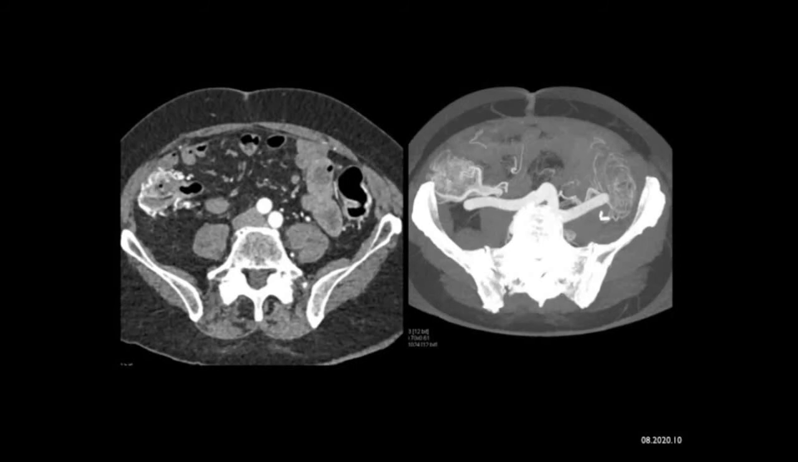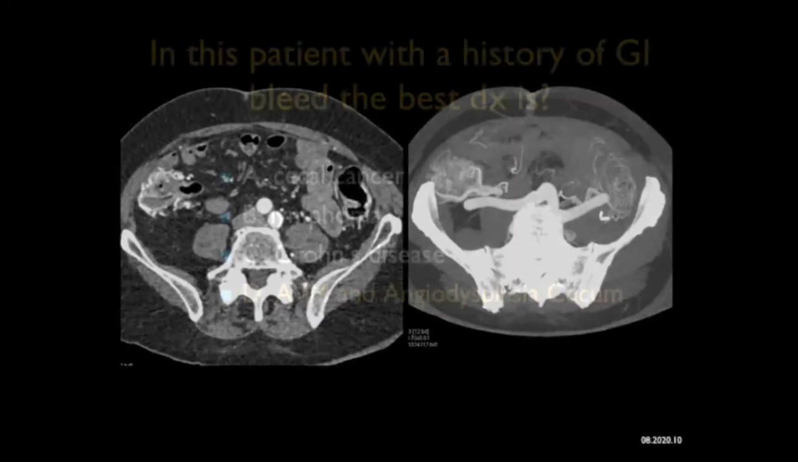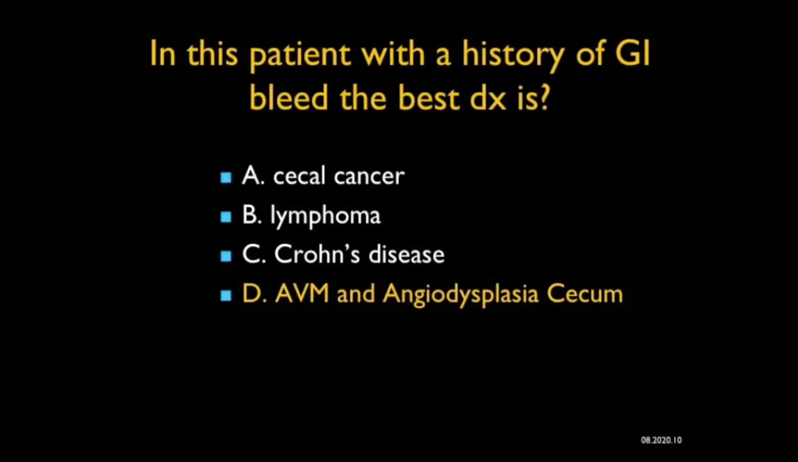So the best diagnosis, this is not a cecal cancer, though cancers can have increased vascularity. It's not lymphoma, and it's not the appearance of Crohn's. In Crohn's, you get a comb sign, and you see thickened bowel. This is angiodysplasia. Very nice example, angiodysplasia with AVMs in the patient's cecum. This is not an uncommon cause of bleeding, can be seen in large bowel or small bowel.